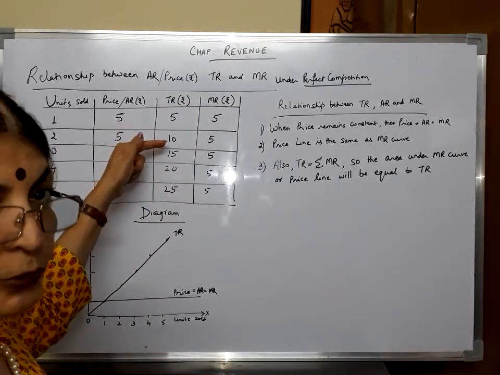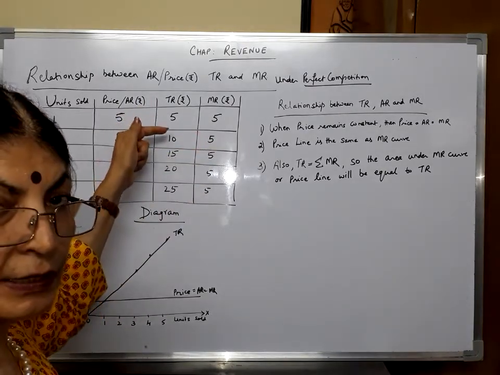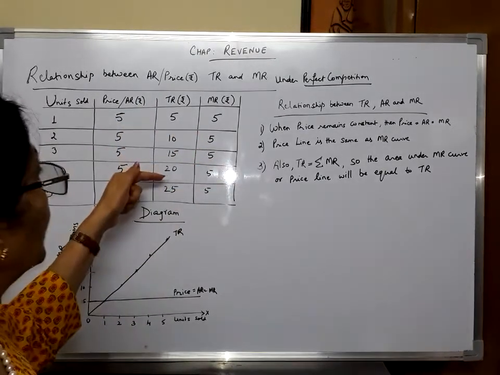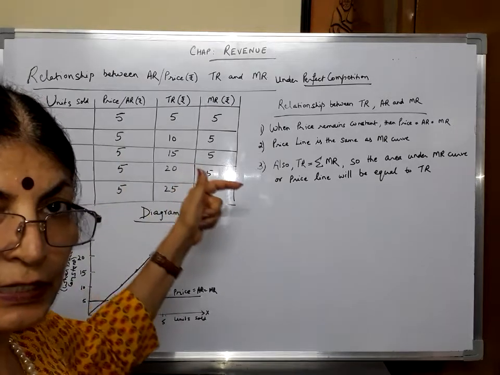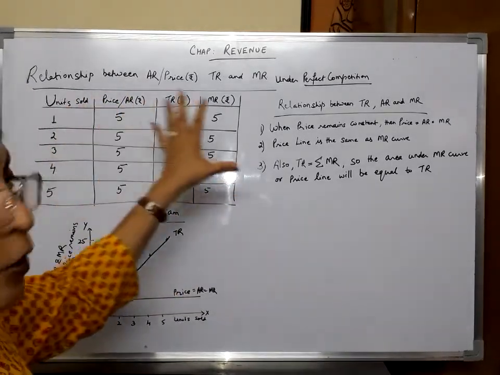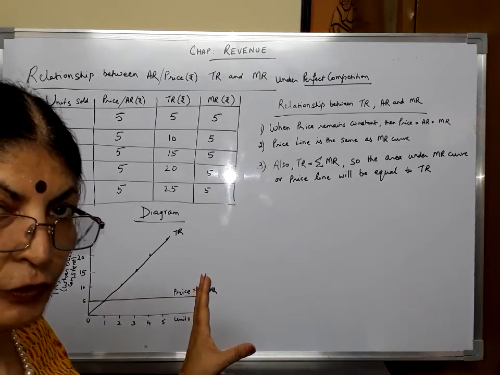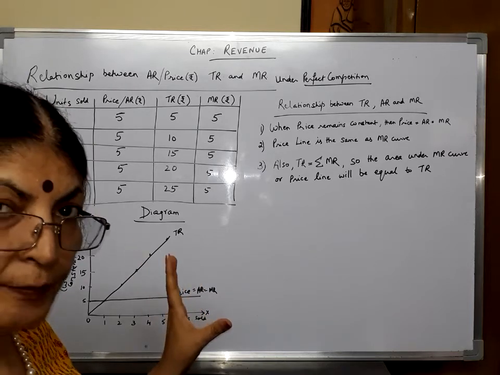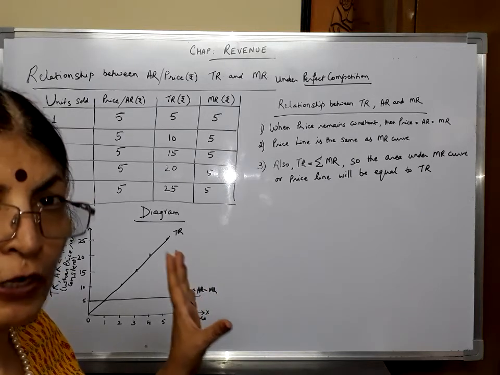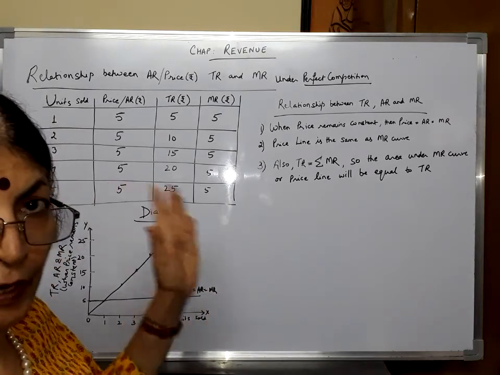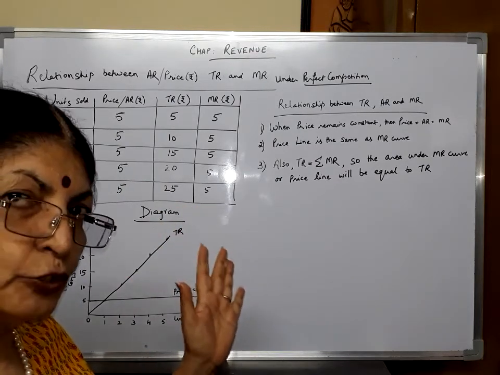For the next one, for 2 units, since total revenue is 10, 10 minus 5 is 5. 15 minus 10 is 5 for the third unit, 20 minus 15 is 5 for the fourth unit, 25 minus 20 is 5 for the fifth unit. This is how we have got our schedule of total revenue, average revenue and marginal revenue under perfect competition. Under perfect competition, children, the price remains the same for every unit of the output. That is why it coincides with the marginal revenue and the summation of it is total revenue.